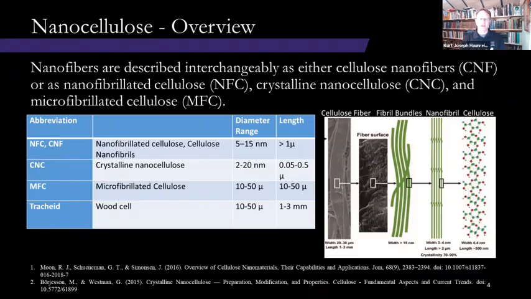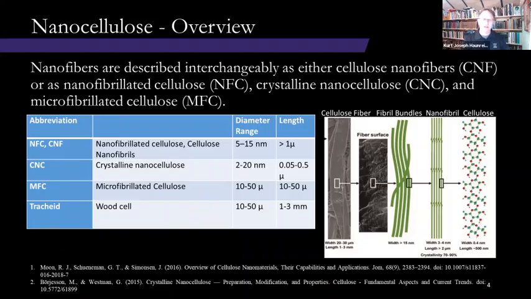MFC, microfibrillated cellulose, is in the 10 to 15 micron diameter range. It's a lot larger, and 10 to 50 microns in length. So again, much larger. And if you look at the diagram on the right-hand side here, I think these images are a lot better to illustrate.